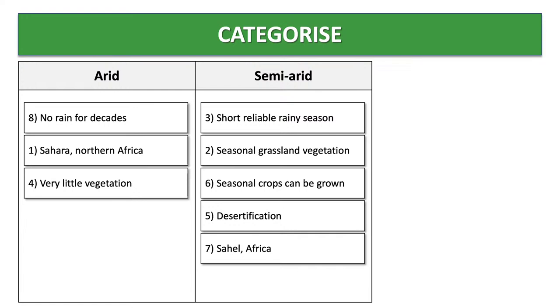And the area at most risk of that in the world currently is the Sahel. It's a really large area, borders the southern edge of the Sahara Desert, that great big long strip, and it's home to over 50 million people. And unfortunately, they have very little money or technology to help them adapt to this problem. So those are our types of hot environment that we're looking at.